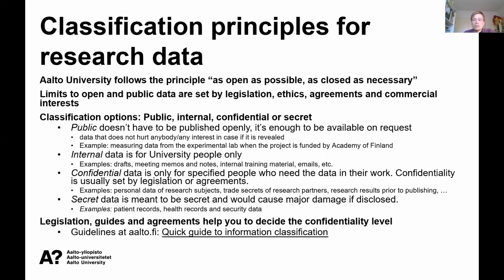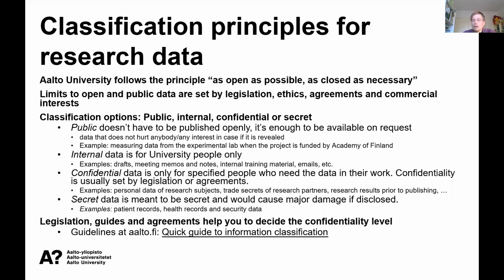And then about how you could classify the research data. So in Aalto University, we follow this principle: as open as possible, as closed as necessary. There are quite many aspects actually that might lead to you needing to limit the availability of data, or to keeping data open or public. So not everything can be open.